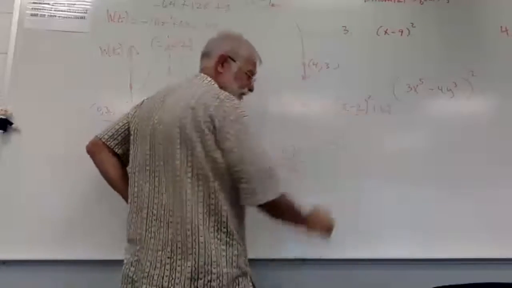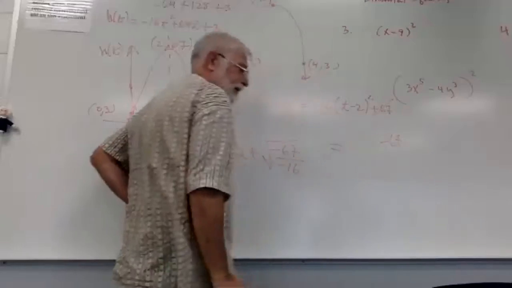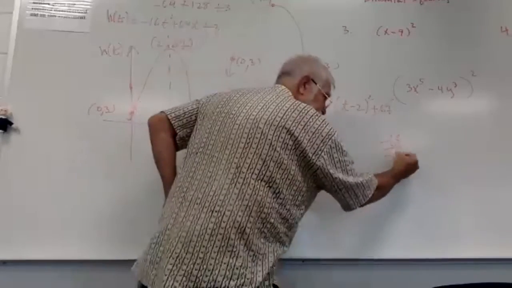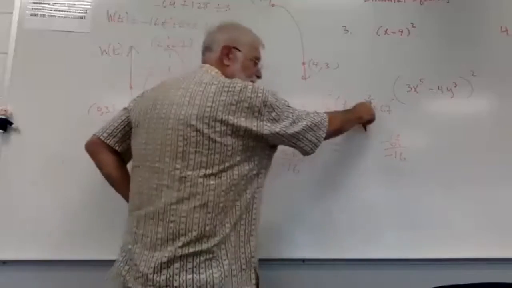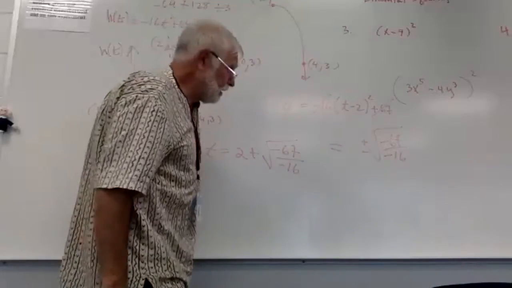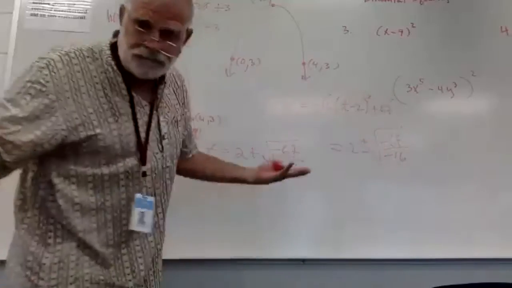So what am I gonna do with the 67? Am I not gonna subtract it? What am I gonna do with multiplication by minus 16? Am I not gonna divide it? What am I gonna do with squaring? Am I not gonna do plus or minus square rooting? And what am I gonna do with subtraction of two? Right?